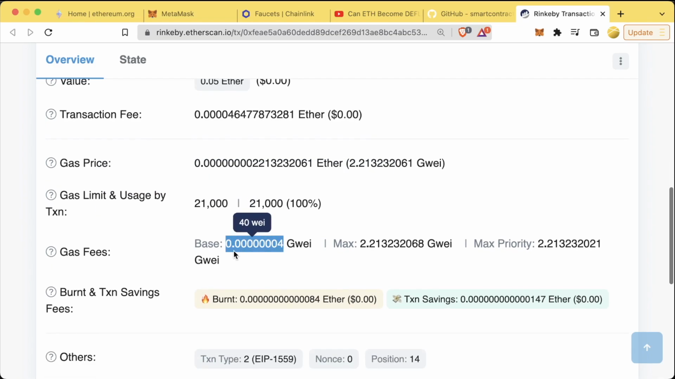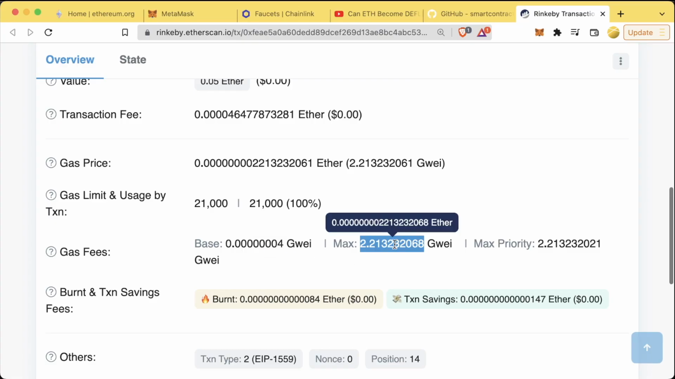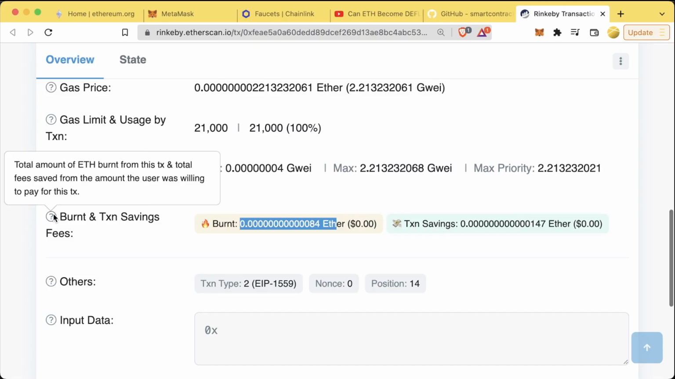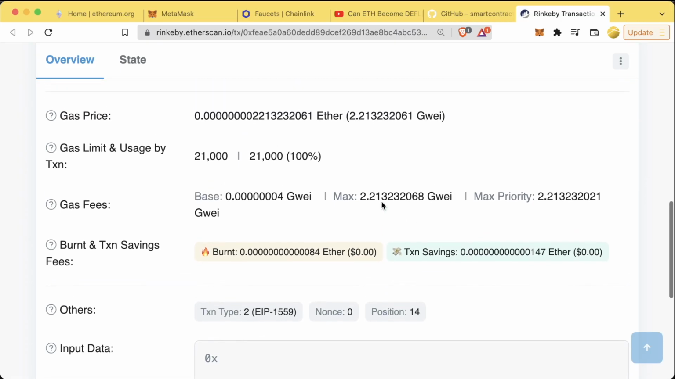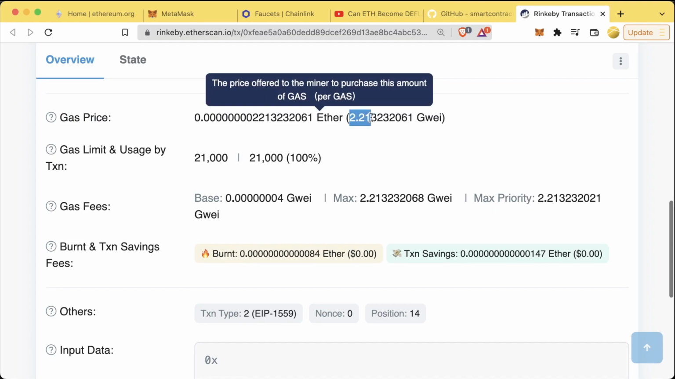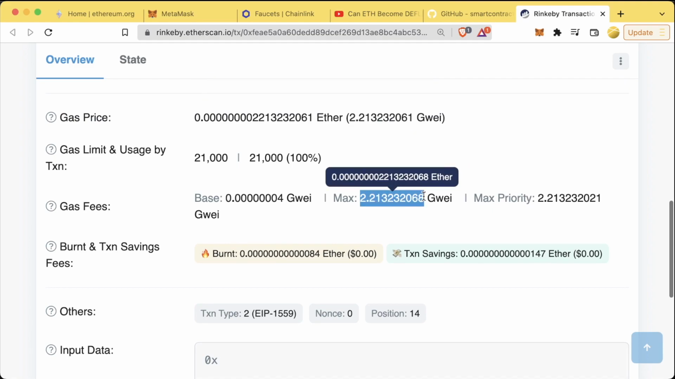The base fee is going to be the base network fee per gas, so 40 Wei per 1 gas used. The max gas is the max gas price we're willing to pay, and max priority is going to be the max gas price plus the tip that we give to miners. And then we can see how much is burnt, and then we see transaction savings, which is the difference between how much was actually used or paid for and then returned. So for example, in this transaction, the gas price we ended up picking was a little less than our max gas price here. So we had some savings compared to that.